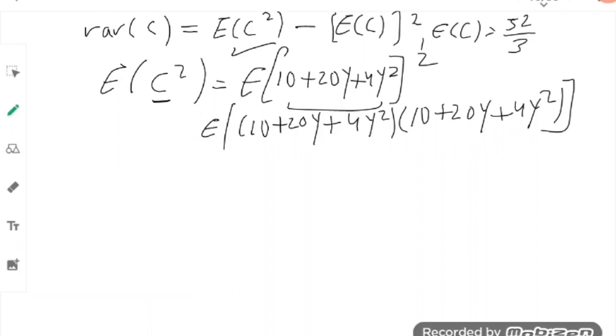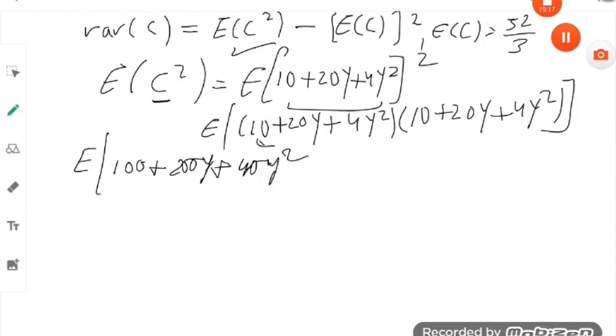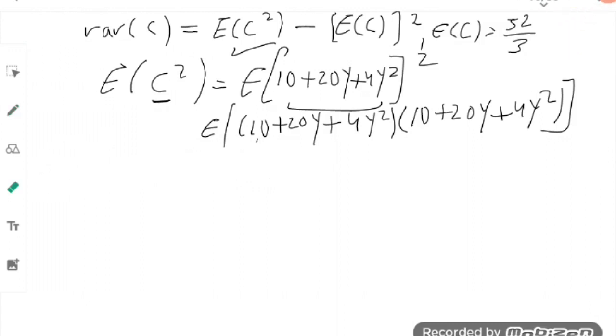This will be the expected value of 10 times 10, which is 100, plus 10 times 20y, which is 200y, plus 10 times 4, y to the power 2, which is 40 y to the power 2.